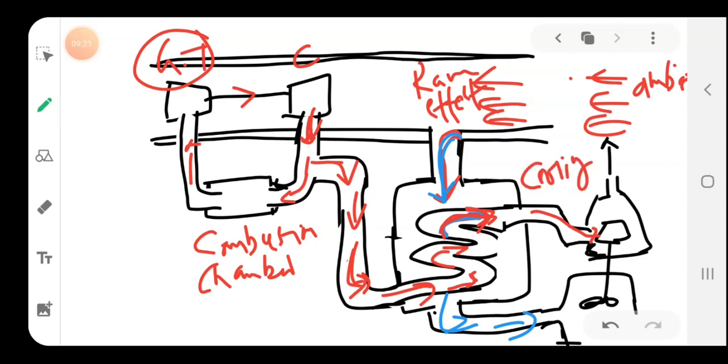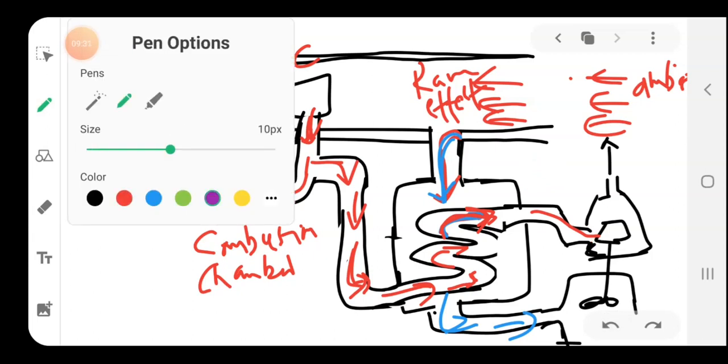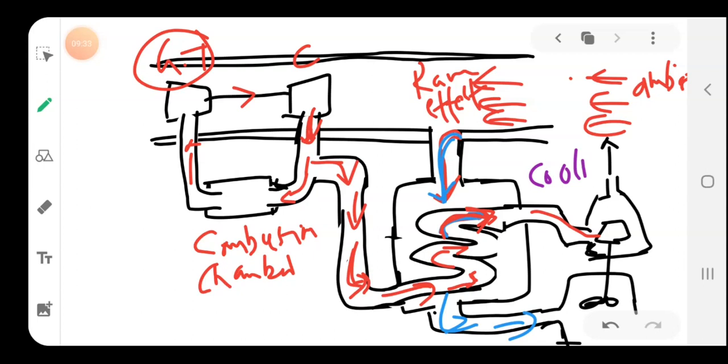Cooling turbine. Okay, this is the cooling turbine. When it is passed through the cooling turbine, its temperature will again be reduced, and this cooled air will move to the cabin. So this is the cabin. This is the direction to the cabin.